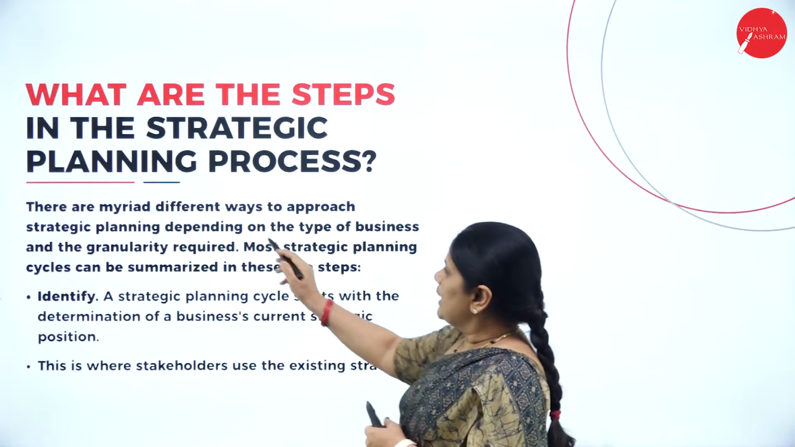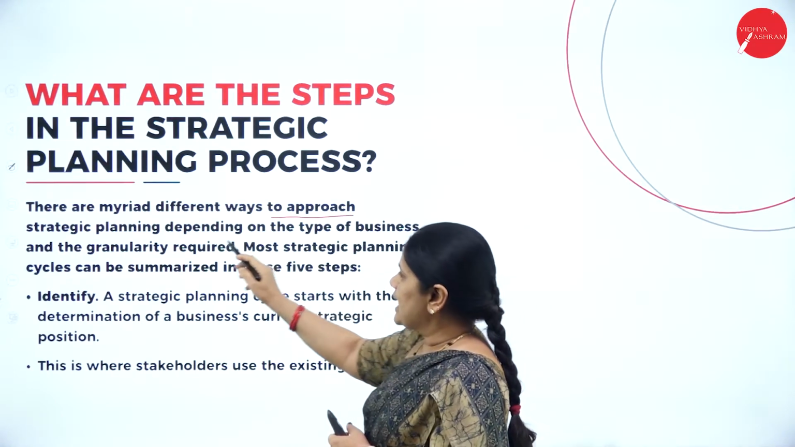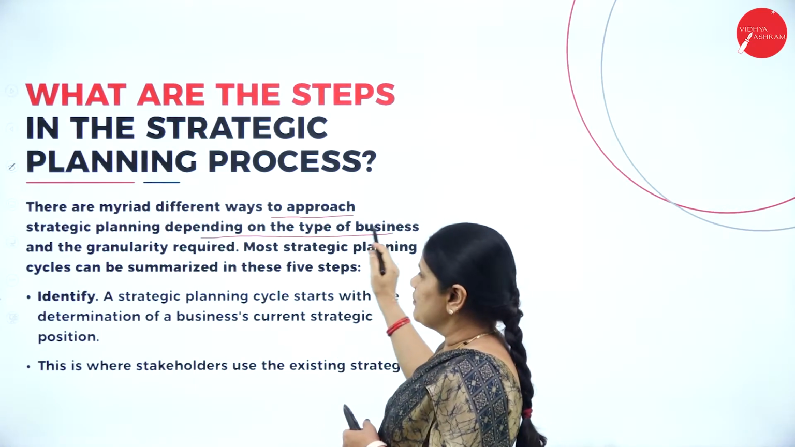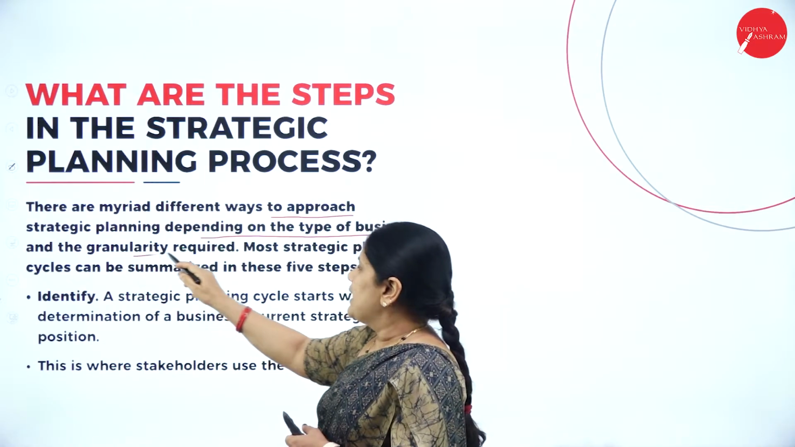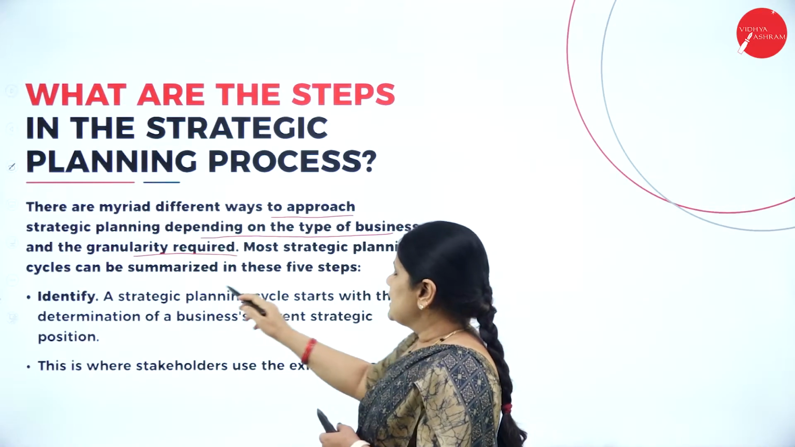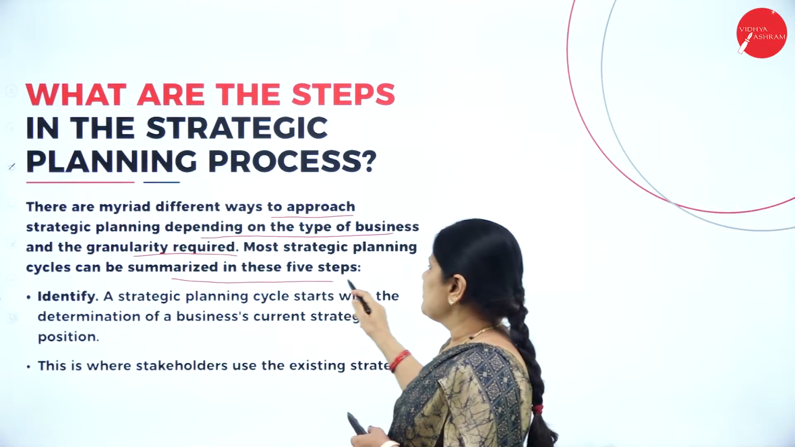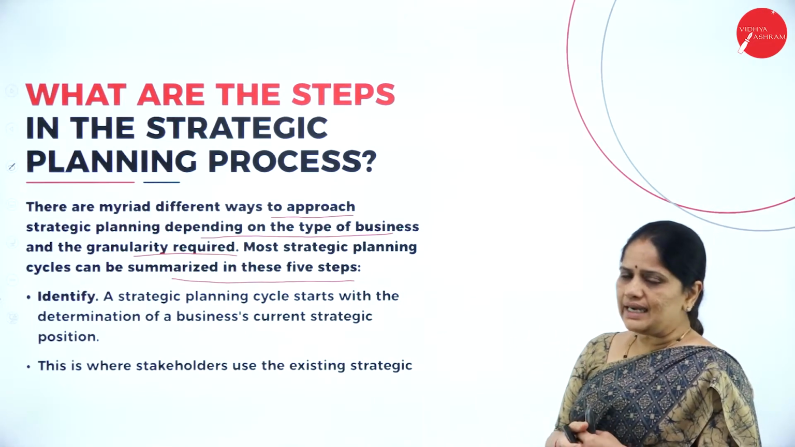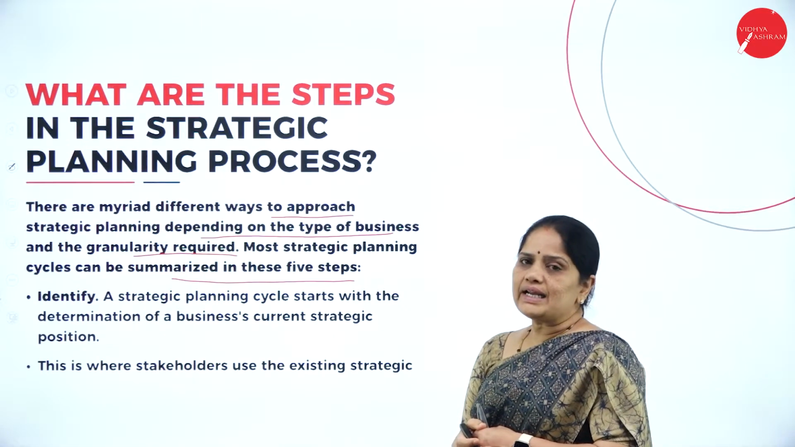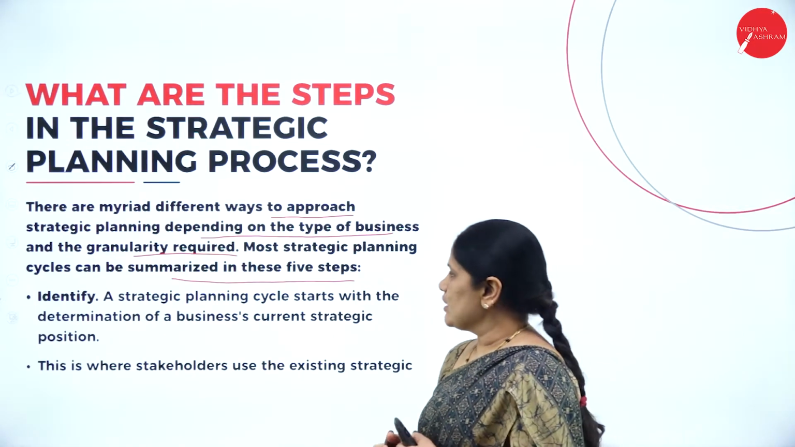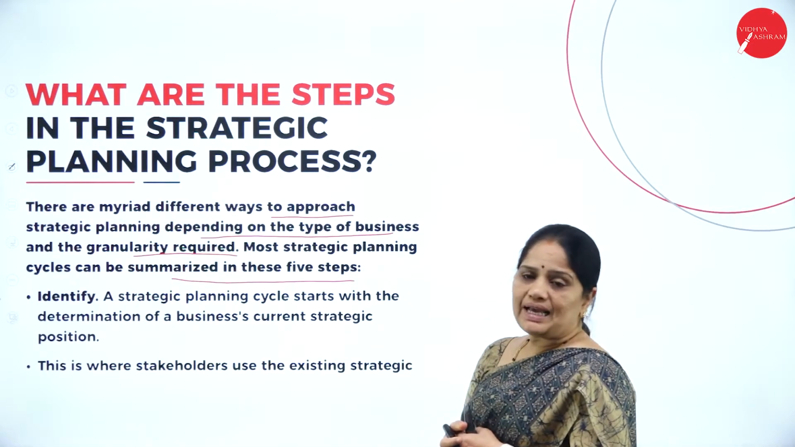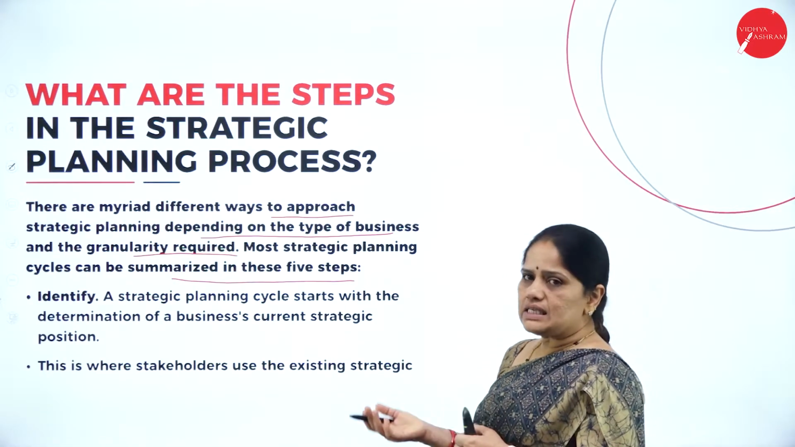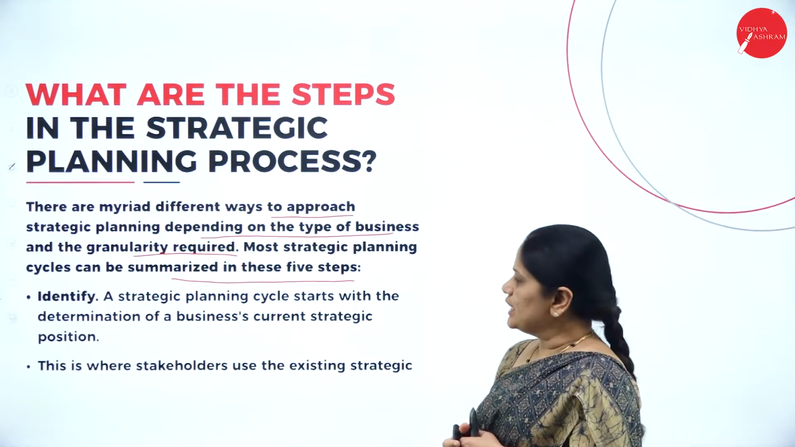So, there are many different ways to approach strategic planning depending on the type of business and the granularity required. Most strategic planning cycles can be summarized in these 5 steps. So, we should understand that strategic planning depends on the type of business and also the type of planning required. So, let us see what are the various steps in strategic planning.